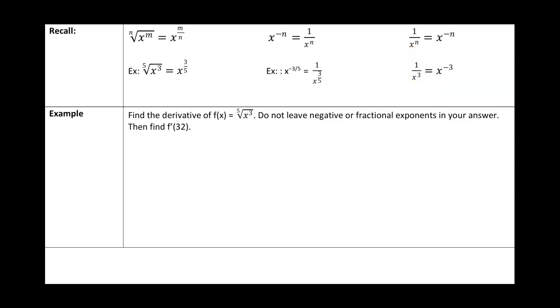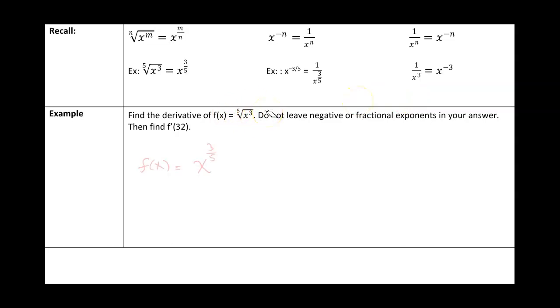So here's the next problem. Find the derivative of f of x equals the fifth root of x cubed. Now notice the directions here. Do not leave negative or fractional exponents in your answer. So in general, in calculus, we're going to convert all of our answers into only positive exponents, and all the fractional exponents we're going to convert back into roots like this.